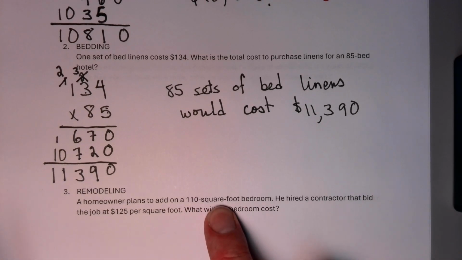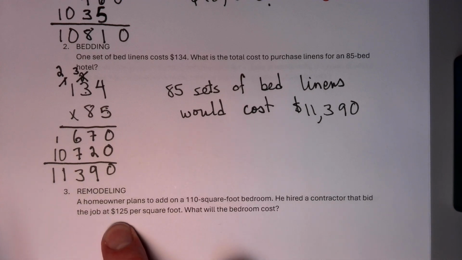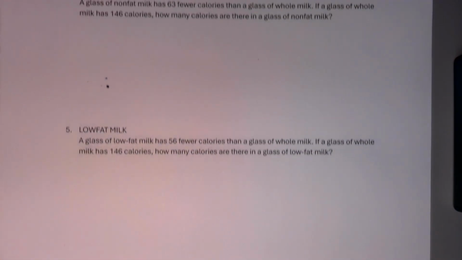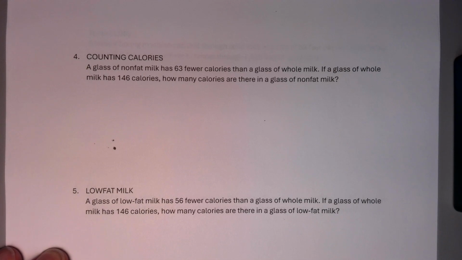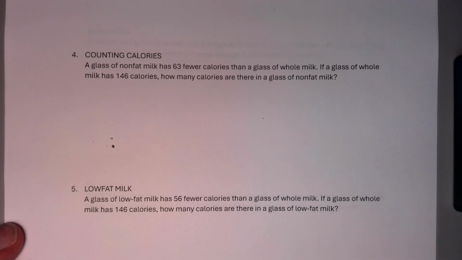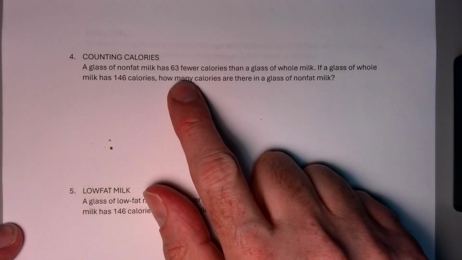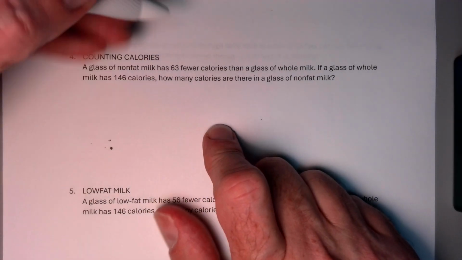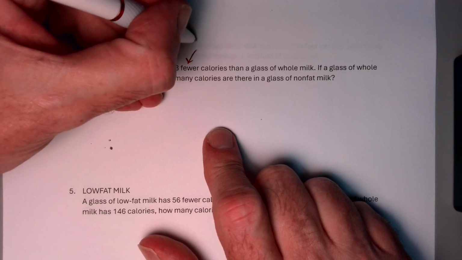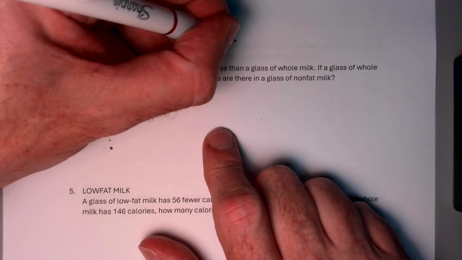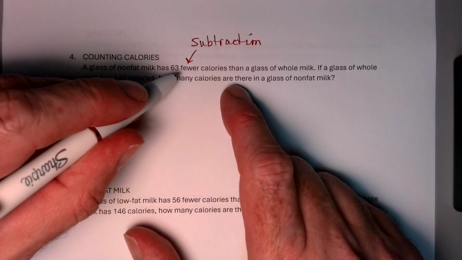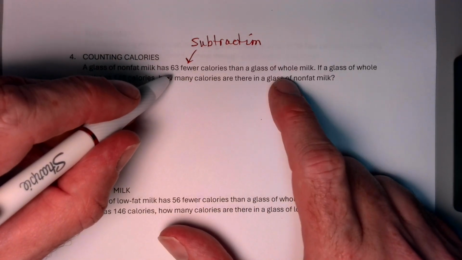But for a 110 square foot bedroom, the remodel job is $125 per square foot, so we would do 125 times 110. Let's do some problems that have some different operations here. Okay. So a glass of non-fat milk has 63 fewer calories. So when I see this word fewer, it indicates to me that I'm probably going to be doing a subtraction. Okay. Non-fat milk has 63 fewer calories than a glass of whole milk.